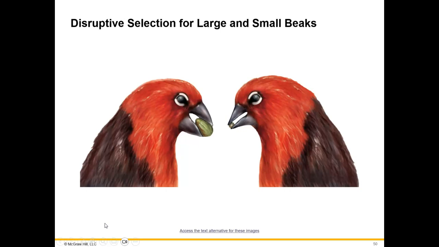Another example of disruptive selection are the finch birds that we talked about. So the finch have a selection for either this large seed or this small seed, which means they have a selection for either the large beak or a small beak. A medium beak in that middle range is not going to benefit them as much because it'll be too small to crack the large seeds. It'll be too big to reach in the small crevices where they could find these small seeds. So that's why we are favoring both sides, but not the average in the middle of that range.